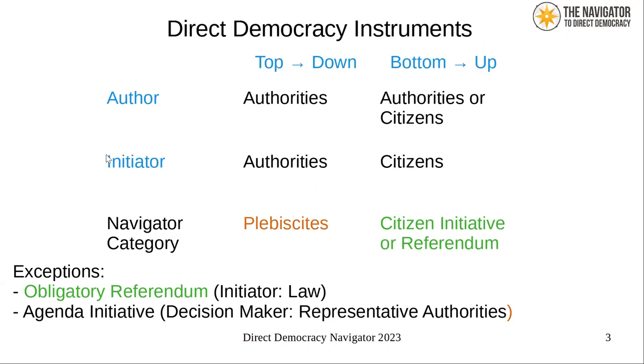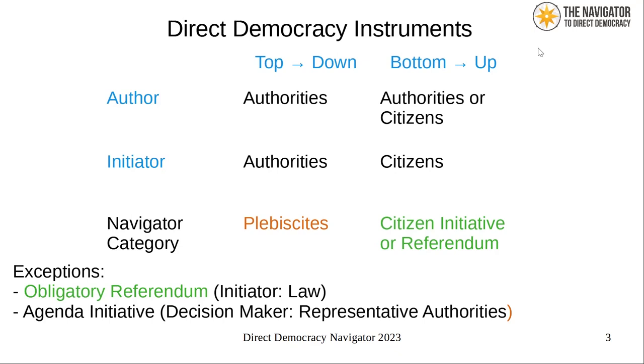A second instrument as an exception is the so-called agenda initiative, which is a mixed type of instrument, because the decision makers are representative authorities or other authorities, and it is not a real, in quotation marks, direct democracy instrument in that sense. But we included it because it's often used as a trigger of a citizen initiative. So it's not unusual that before you can go for the initiation of a citizen initiative, you first have to do an agenda initiative.